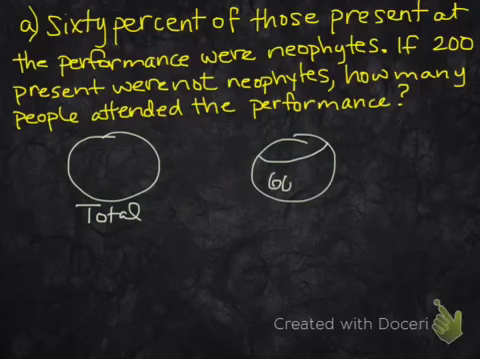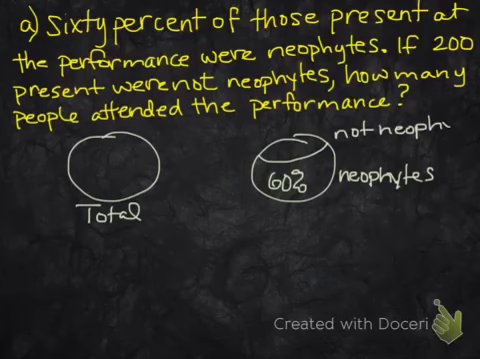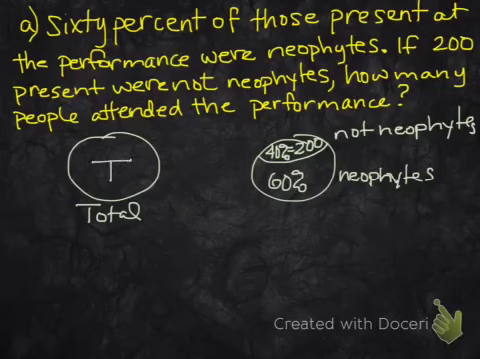So the total is always 100%, and then we know 60% were neophytes, and that means the remaining were not neophytes, and it tells us that there were 200 of them. So if 60% were, we know 40% were not, so the 40% goes with the 200. And we need to figure out how many in total attended the performance. So we have our information that we need.